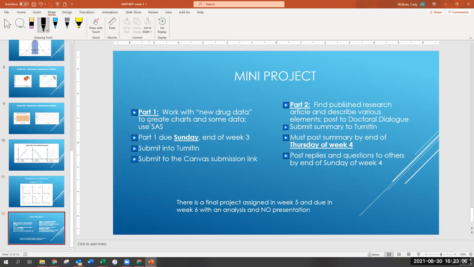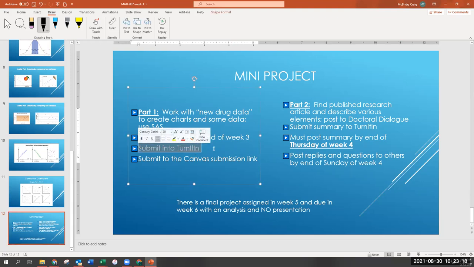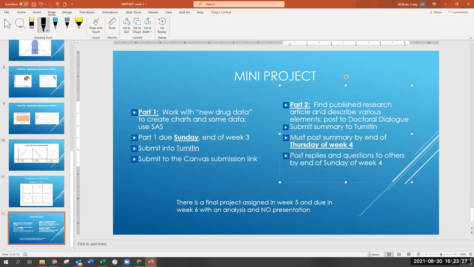Of course, the mini project is due this Sunday, right? This is week 3, so the end of this week. So Sunday, same time as your homework is due. Don't worry about turning it in to Turnitin. That was an old thing that I don't deal with anymore. Just submit it to the Canvas link, just like you do with all the other stuff.